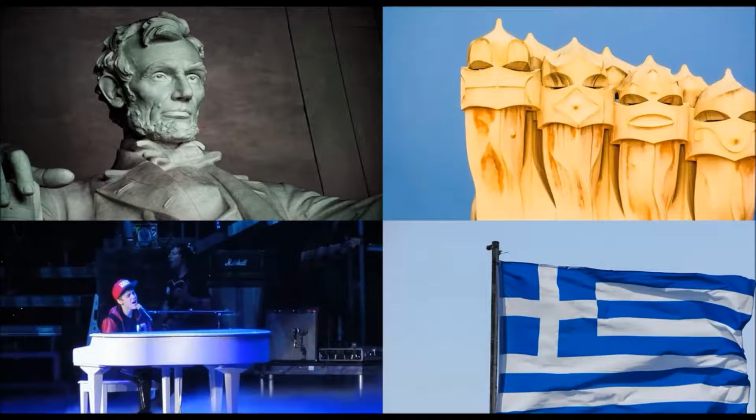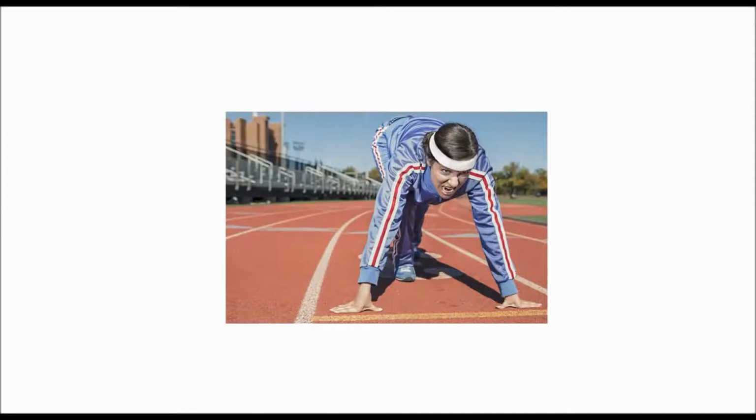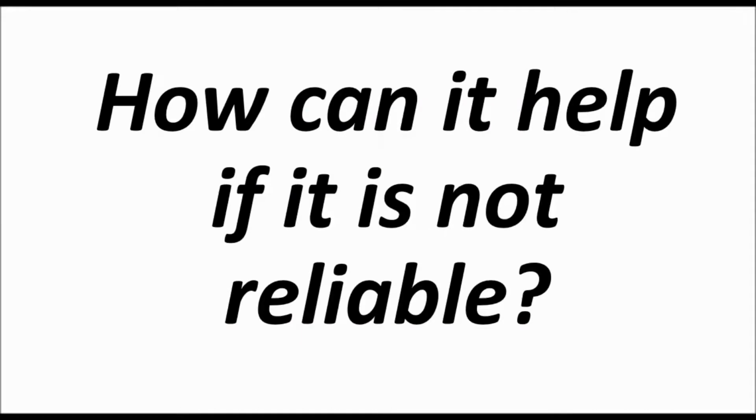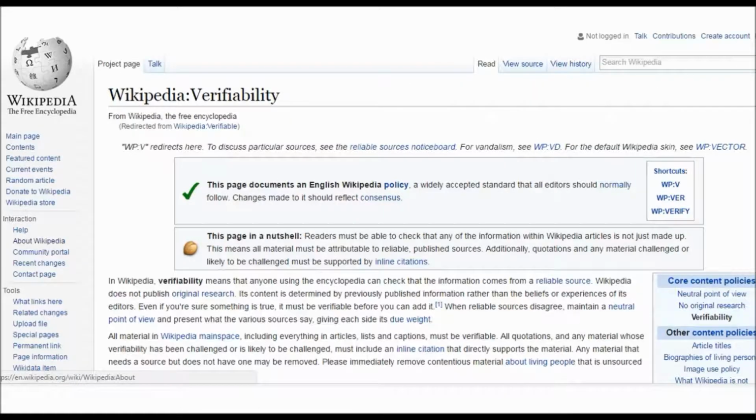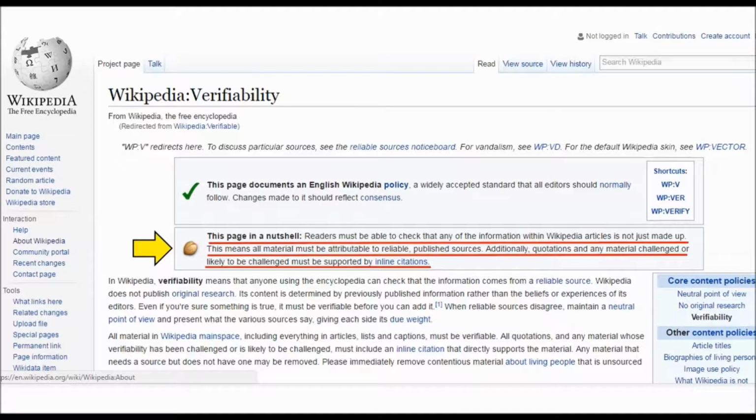Quick information that doesn't need to be entirely accurate, just to give you a quick idea on a subject. But Wikipedia is also very good as a starting point for your research. Now, you're probably wondering, how can it help if it's not entirely reliable? Well, that's where verifiability comes in.